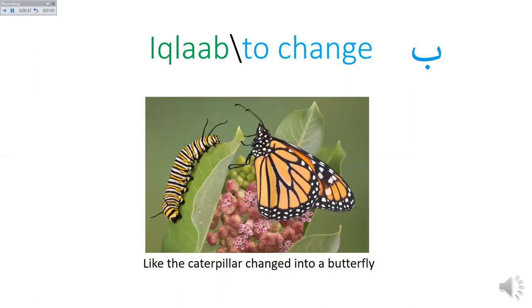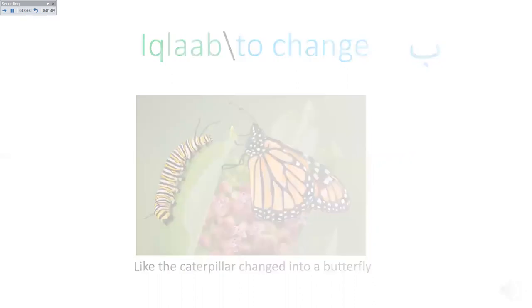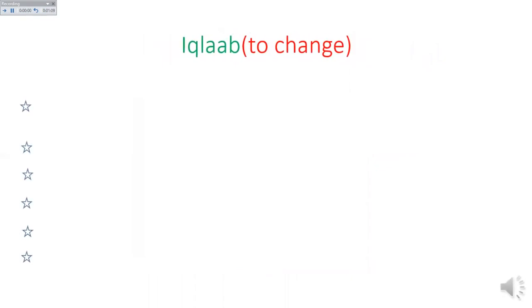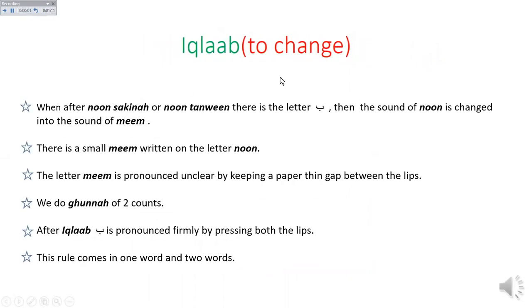Or we have to change the Noon Saakin into the letter Meen. We have to change the sound of Noon Saakin into the sound of Meen. When after Noon Sakina or Noon Tanween there is the letter Ba, then the sound of Noon is changed into the sound of Meen. There is a small meem written on the letter Noon.